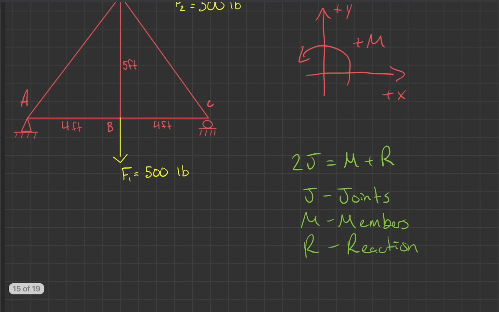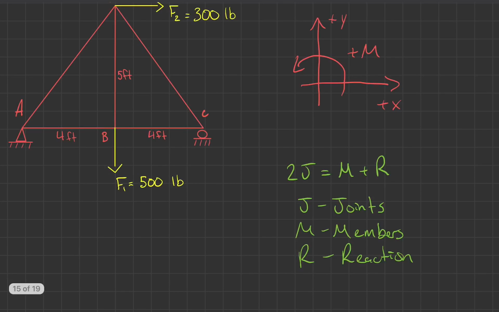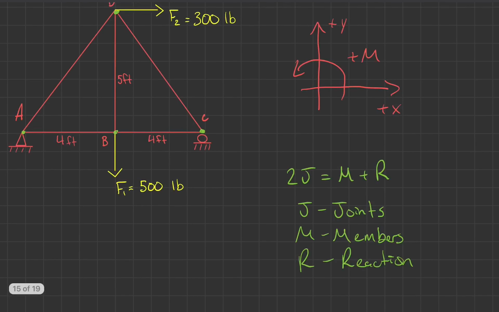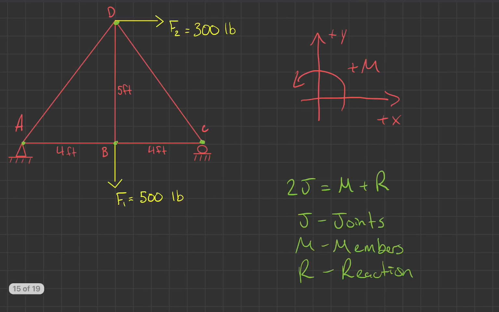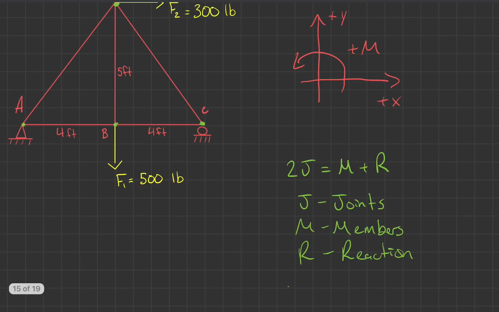Looking at our guy here, we've got a joint at A, we've got a joint at B, a joint at C, and a joint up here at D. Okay, so that's going to give us 4 total joints. So 2 times 4 is equal to m, number of members. We've got member AB, BC, BD, AD, and CD. So it looks like we've got 5 total members.